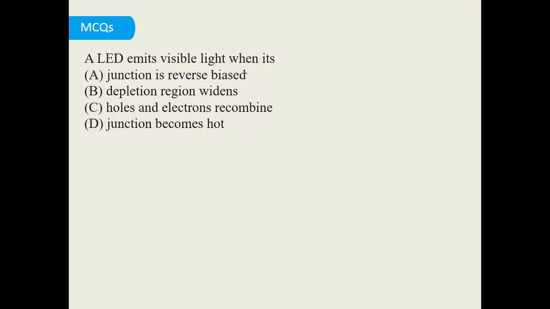So if the junction is reverse biased, this option is not correct. The depletion region widens, so the width of the depletion region will increase. Let's suppose the junction is reverse biased; again, the forward bias condition is not happening. Holes and electrons recombine, so this is the correct option.